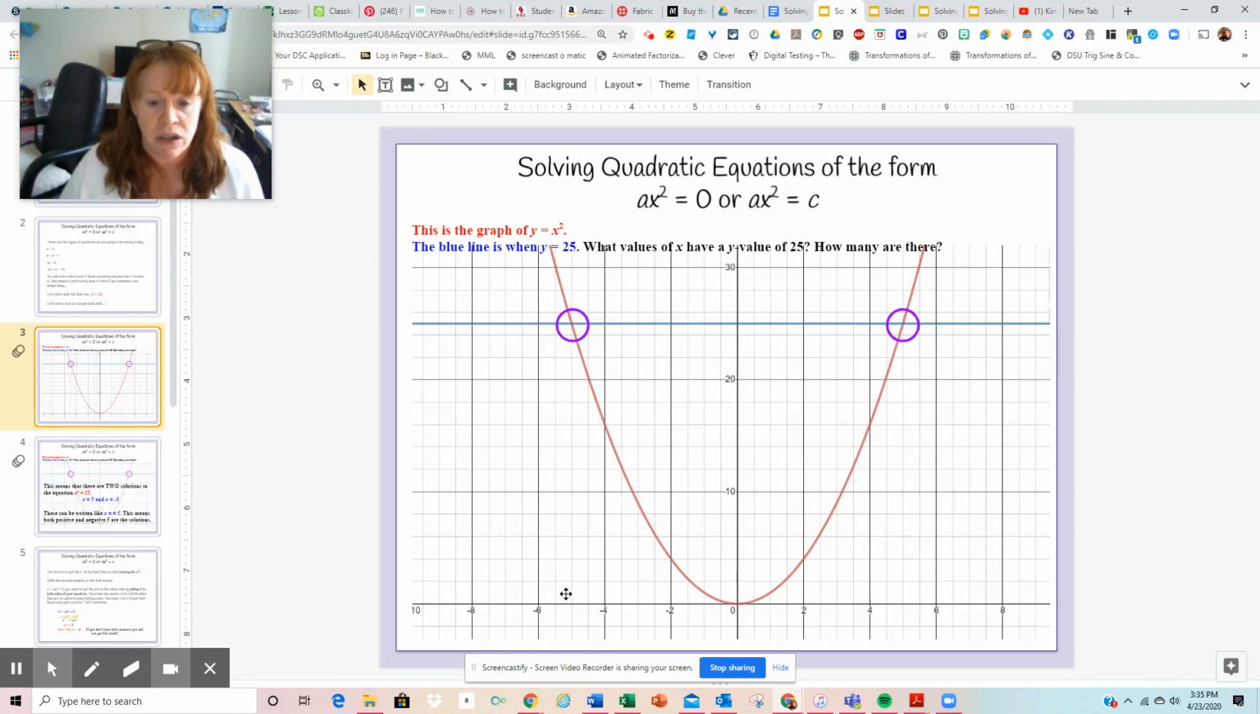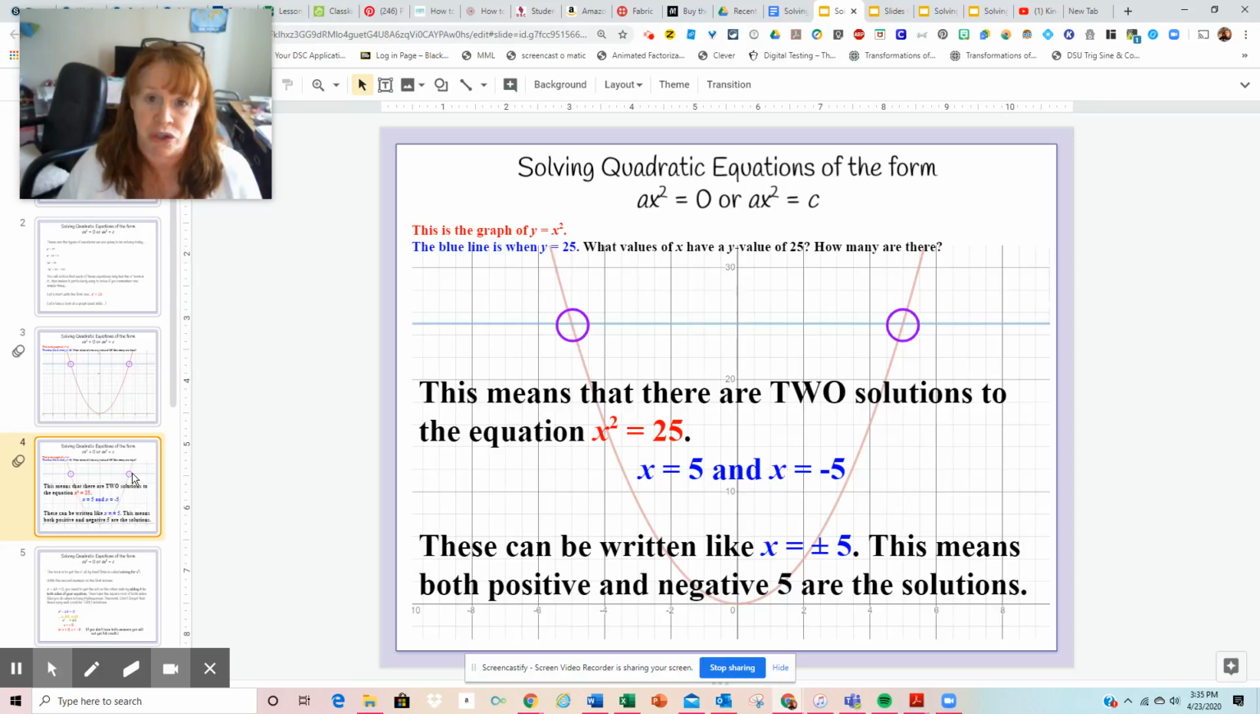So if I look, looks like negative 5. Look over here, looks like it's 5. So 5 and negative 5. Well, what does that mean? There's two solutions. So be very careful with quadratics because a lot of times there are two solutions. You've come across that already. We'll talk about that a little bit more. But when we were finding x-intercepts, those are the kinds of things that we're finding. So I have both 5 and negative 5.